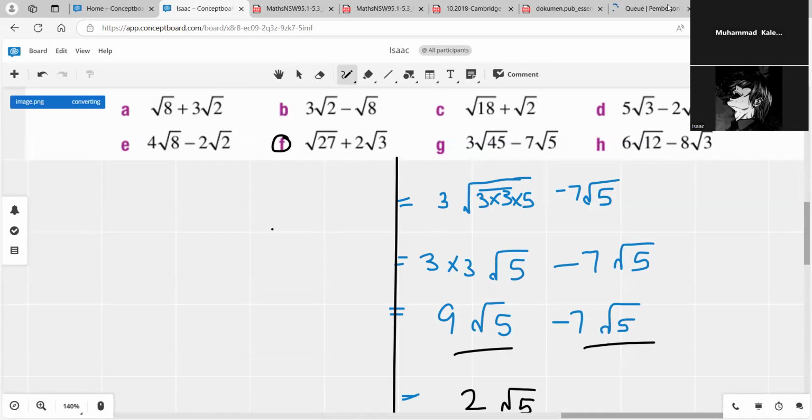Inform me when you're done. I got 5 square root 3. Yeah, that's the right answer. I think now you got it. Let's move on to the next type of questions.